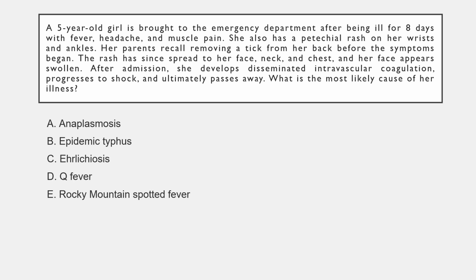The rash has since spread to her face, neck, and chest, and her face appears swollen. After admission, she develops disseminated intravascular coagulation, which progresses to shock, and ultimately she passes away. What is the most likely cause of her illness?